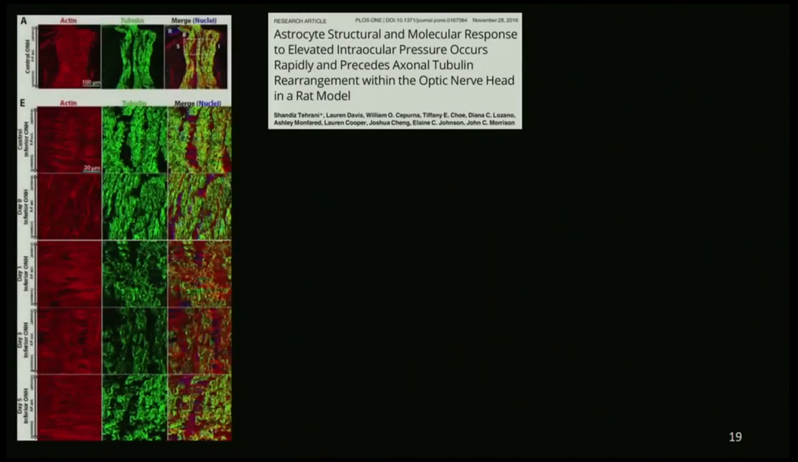So we use the specific model to look at the astrocytes, and what we found is that after 8 hours of IOP elevation, the astrocyte processes, which are shown here in red, which are really stereotypically arranged in normal eyes, perpendicular to the tubulin axon or the axonal axis, they become quite perturbed. The astrocyte processes change their orientation very rapidly after IOP elevation. And then one day after IOP normalization, they actually revert back to normal orientation.